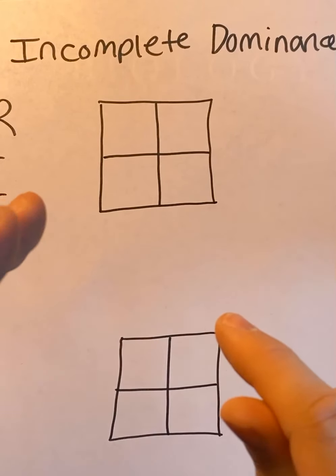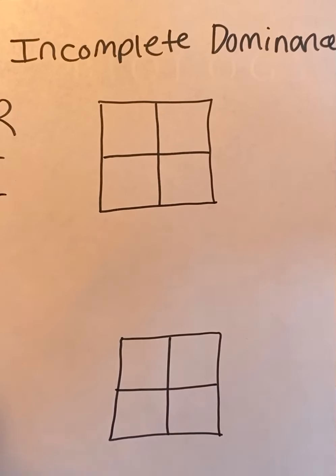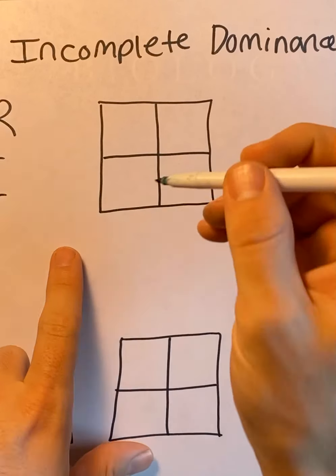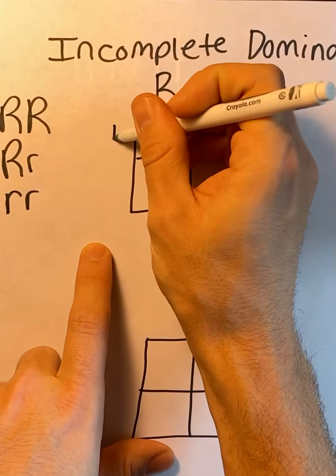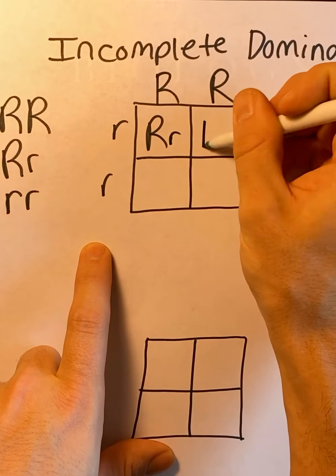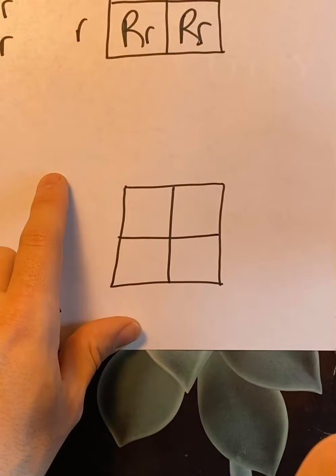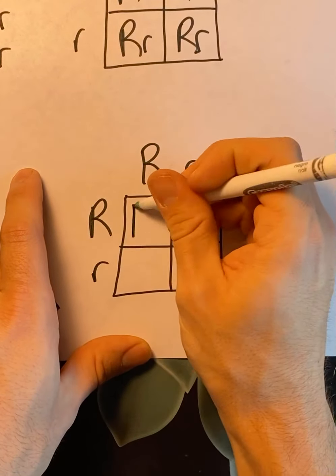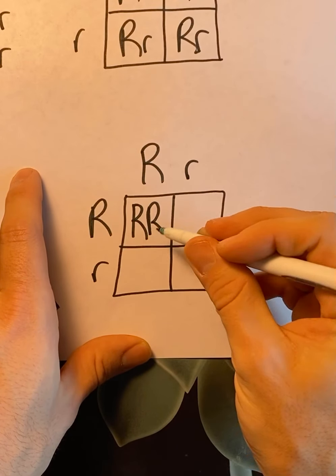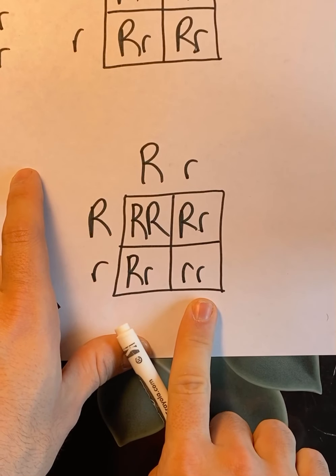Maybe another example would be tall and short, but then the hybrid is medium-sized. Sometimes that's an example of incomplete dominance. But if we took, let's say, a red flower and mixed it with a white flower, you're going to get 100% of the offspring be pink. But if you did two pink flowers, you're going to get 25% of the offspring red, 50% of them pink, and 25% of them white.